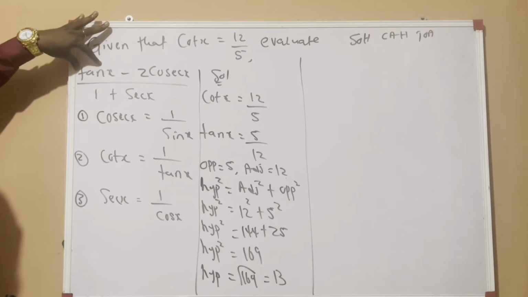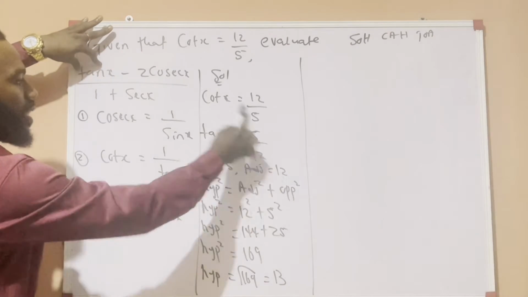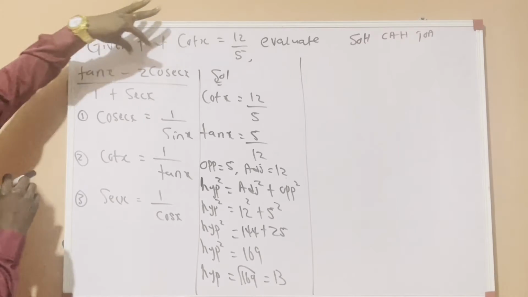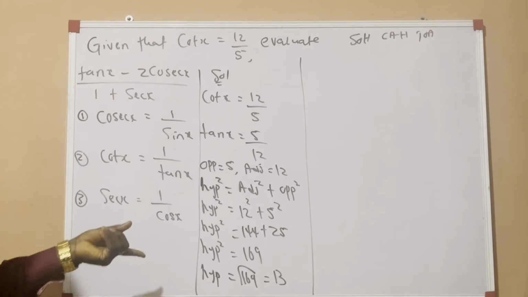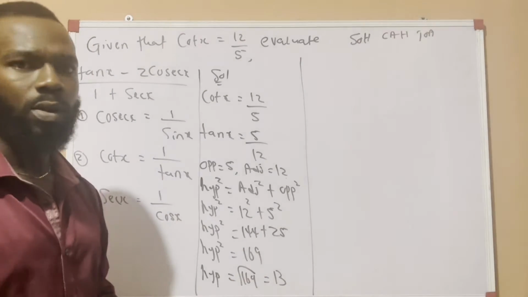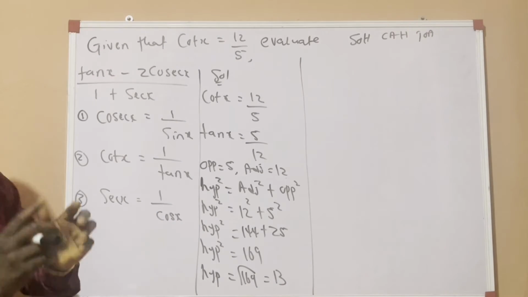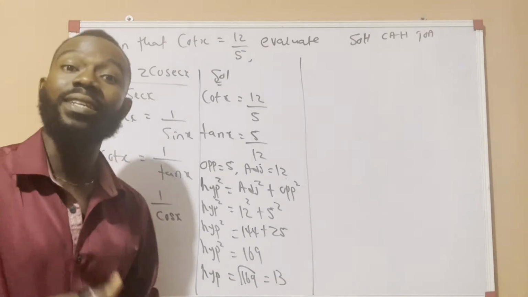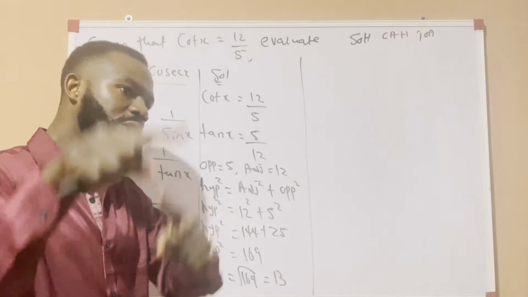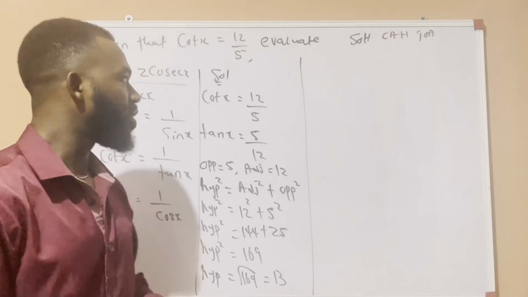Now, I don't have a problem with tan x because I already have the value for tan x as 5 over 12. But I have a problem with cosec because cosec was not given in the question. But don't forget, cosec, like I said, is what? The inverse of sine. So the best way for you to get cosec is to get sine first. When you get sine, just turn it upside down, you're getting cosec. So let's get sine.